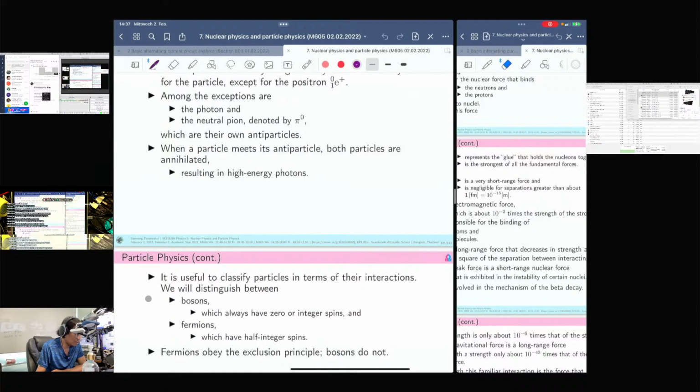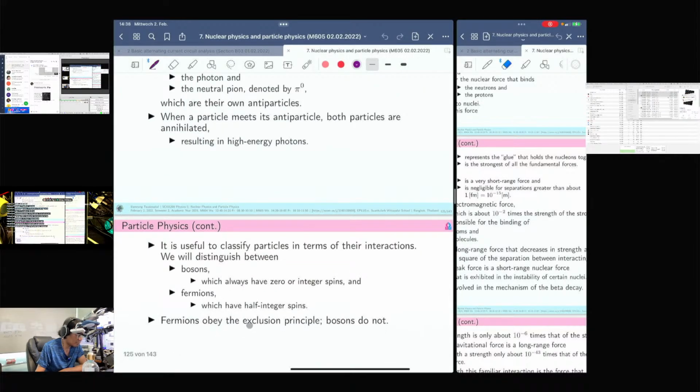In order to see our particles in physics, we need to classify the particles in terms of their interaction. We will also distinguish them between bosons, which always have zero or integer spin, and fermions, which have half-integer spin. These two things might already have been considered in the previous chapter, but we will see them again here. Fermions obey the exclusion principle by Wolfgang Pauli, but bosons follow Bose statistics.